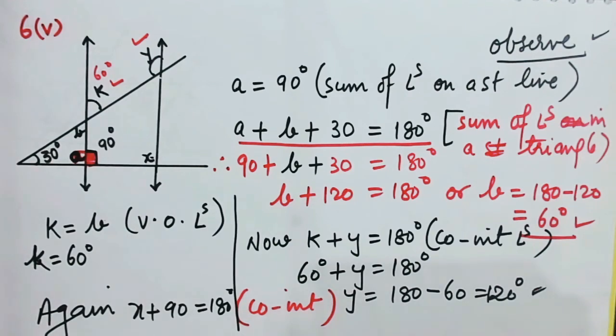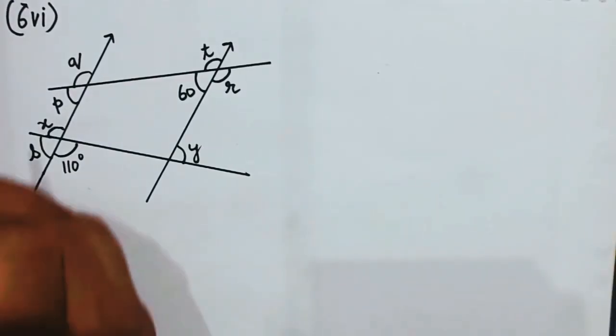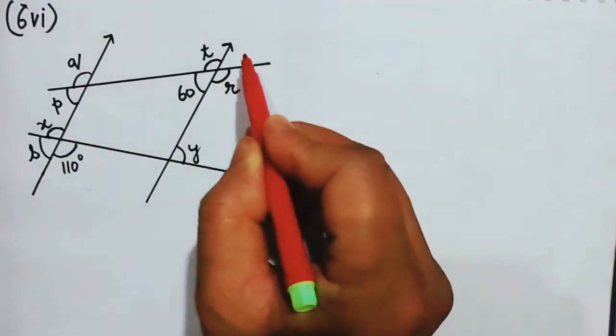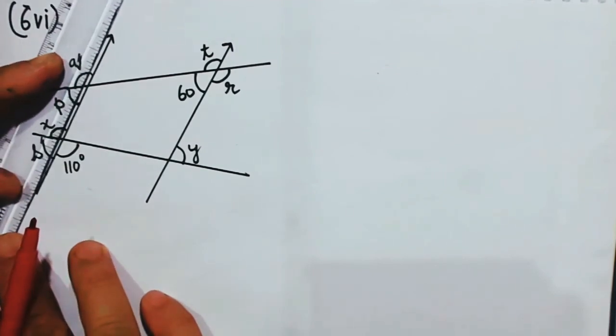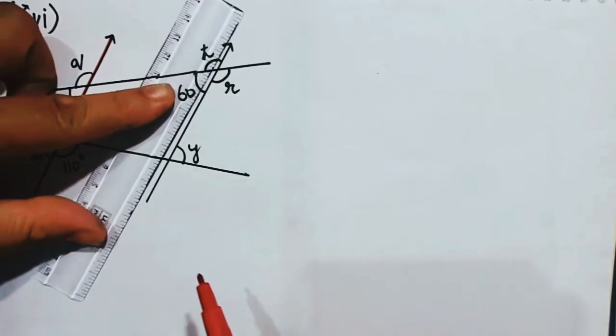Therefore, can't you find the value of x as 180 minus 90 will be equal to 90 degree. And the best part about this question is that only these two are parallel lines, isn't it? Where is my scale? My scale is here. Only these two are parallel lines, my dear. Okay?